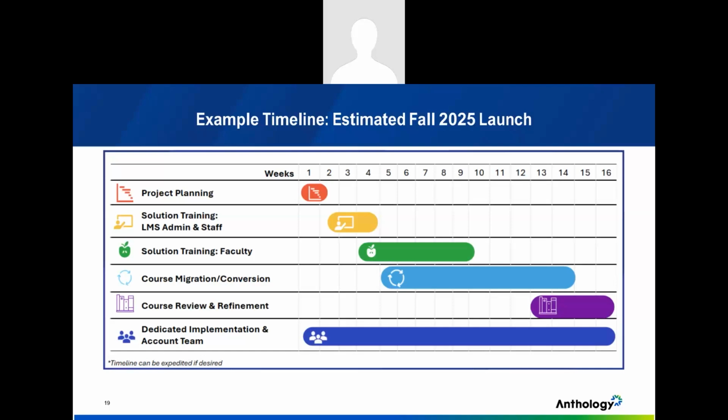And then there will need to be some sort of course migration or conversion. That could either be a bulk conversion, or it could be a course-by-course refresh and rebuild that are done by faculty. If you're doing a refresh and rebuild or a bulk course, we definitely encourage you to have the course review and refinement in there. And throughout this entire implementation plan, we do have a dedicated team to help you. Your customer success manager is going to be your primary point of contact.